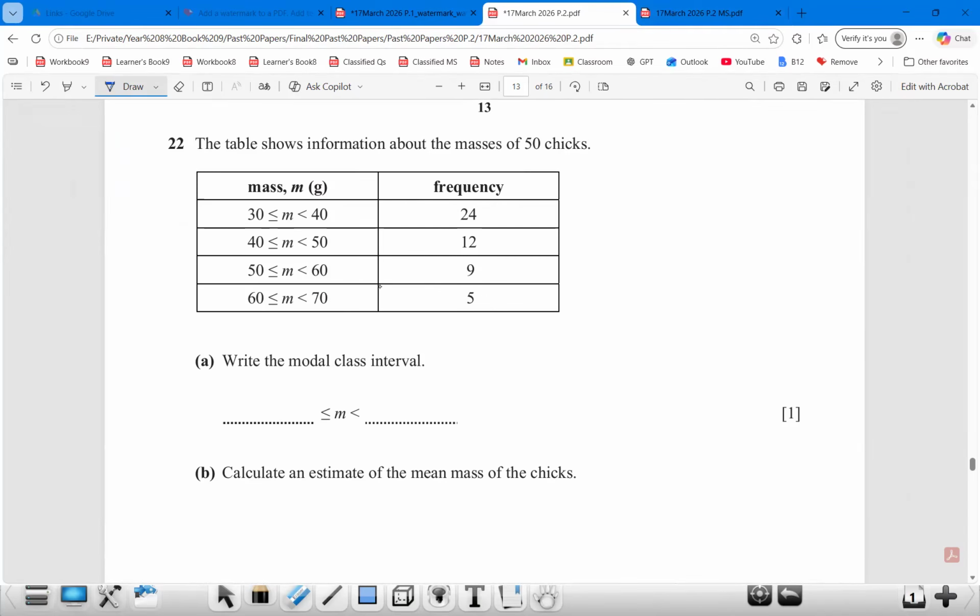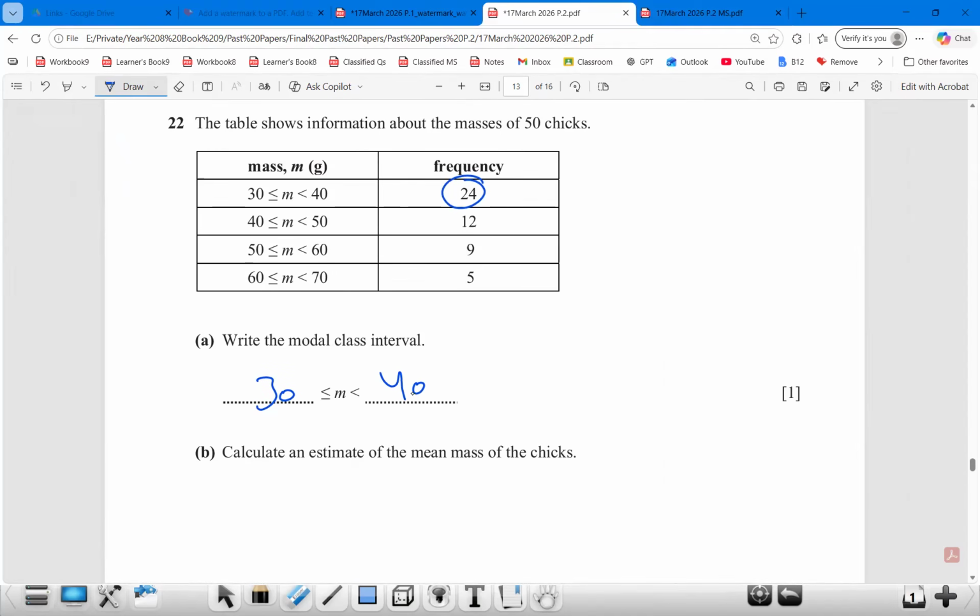Write the modal class interval. The modal class interval is the class interval that has the most repeated values or the highest frequency. The highest frequency here is 30 to 40. Calculate an estimate of the mean. For the mean, I need to add another column here. And what is going to be in that column, mister? In that column over here I'm going to have the sum of what? The sum of frequency times midpoint.